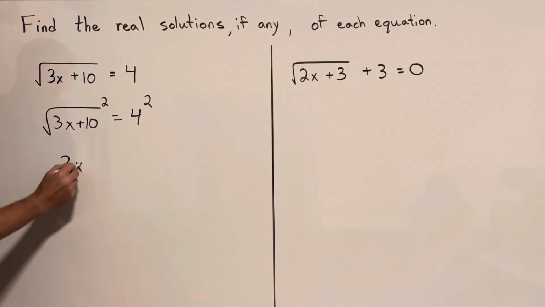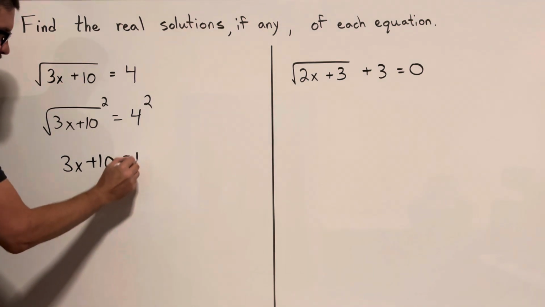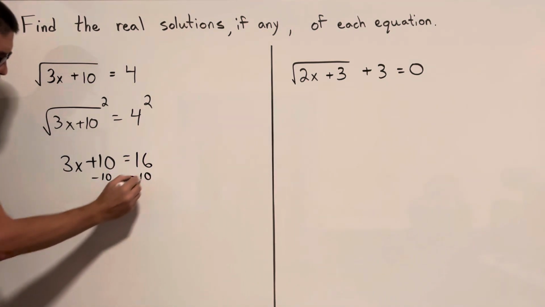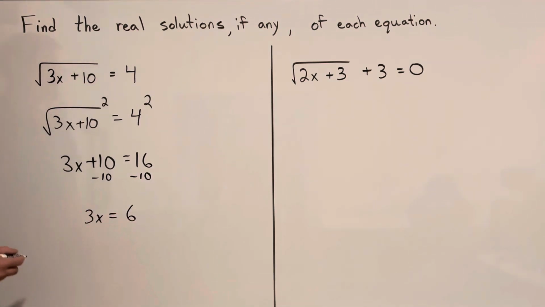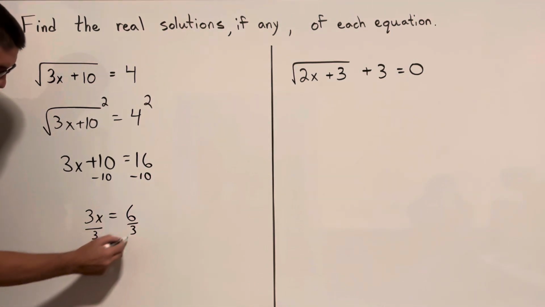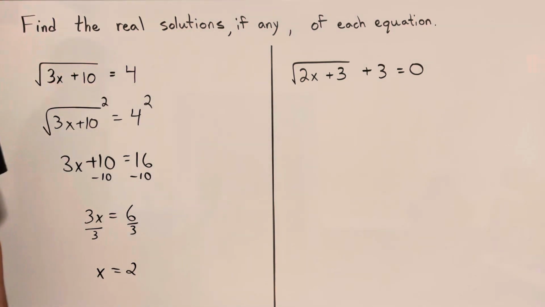So we're left with 3x plus 10 on the left-hand side. And on the right-hand side, we have 16. Now I'm going to solve this for x. I'm going to subtract 10 on both sides. I get 3x equals 6, and then divide by 3 on both sides, and I get an answer of 2.